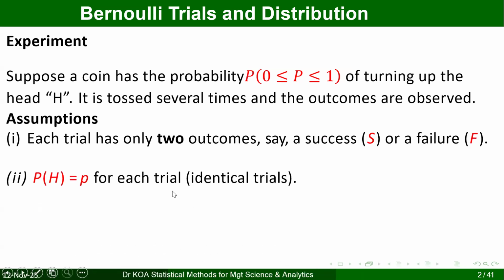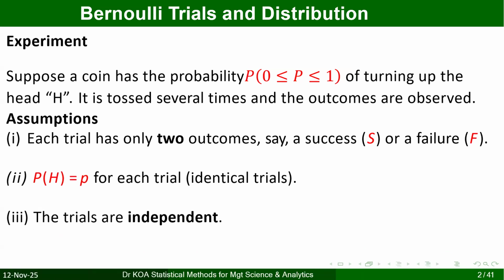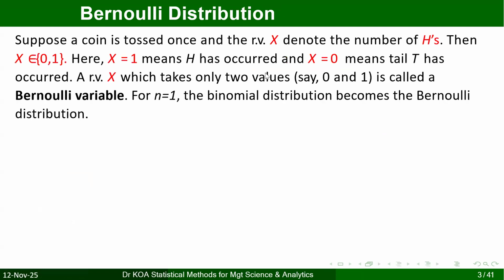Okay, then we can make the following assumptions about a coin. That each trial has only two outcomes, success and failure. That the probability of success, or H, which in this case is like the head, is P. And the probability of failure is 1 minus P, or Q. And that the trials are independent. In such a case, we are dealing with a Bernoulli trial, and hence a Bernoulli distribution.